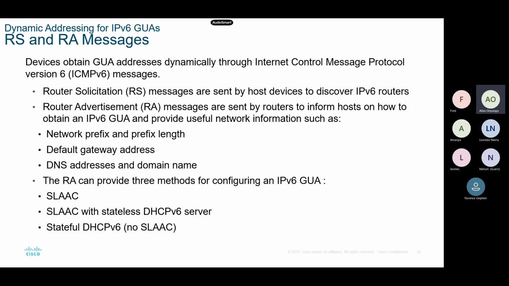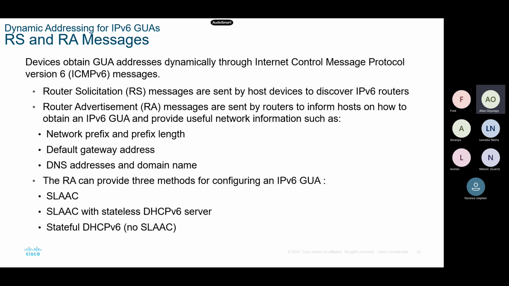Whenever a router receives an RS message, the router responds with an RA message. And the RA message, guys, is a big deal. Why is the RA message a big deal? It's because a PC using IPv6 needs to acquire an IPv6 address from the network. They just need to send an RS message. And by sending an RS message, they need to get an RA message because of what? Because the RA message carries everything that it needs to get an IPv6 global unicast address.